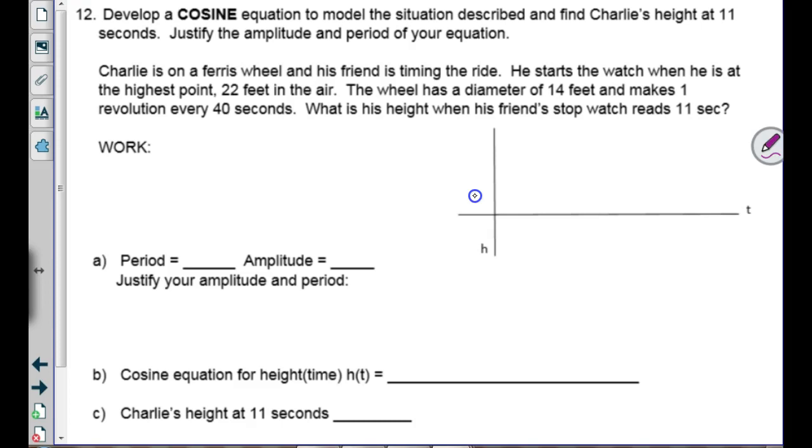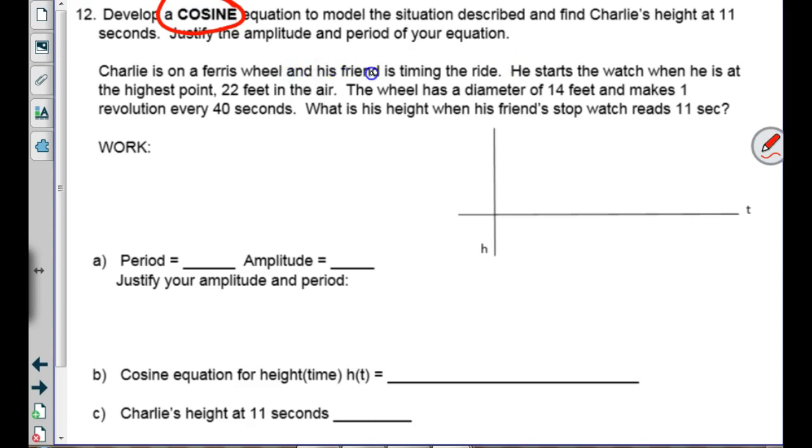All right, this is probably the one that makes me the most nervous because it has so many parts, it's worth so many points. Develop a cosine equation to model the situation described and find Charlie's height at 11 seconds. Justify the amplitude and period of your equation. So this has a part that you have to explain how you got it and why.